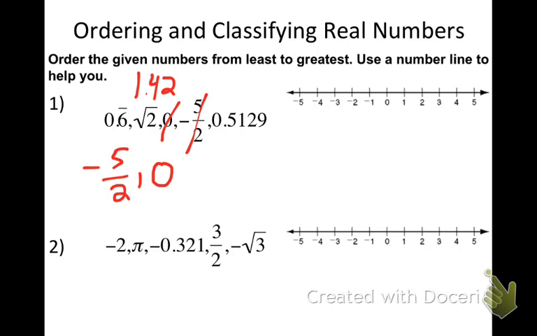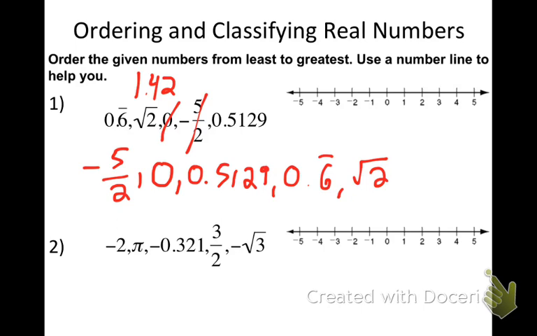So what's going to come next after 0 then? 0.5129. After that would come 0.6 repeating. And lastly, the square root of 2. Nice job. Okay, what about number 2 here?